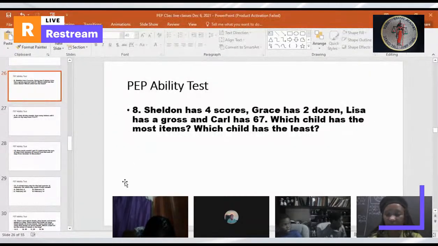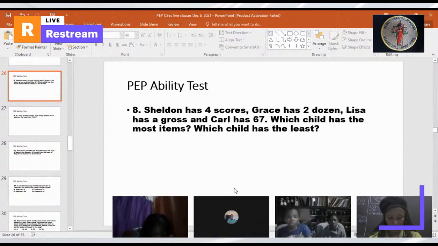Amari, please read number 8. Okay, miss. Number 8. Sheldon has 4 scores. Grace has 2 dozen. Lisa has a gross and Carl has 67. Which child has the most items? Which child has the least?